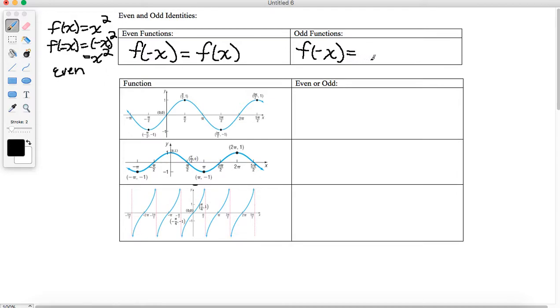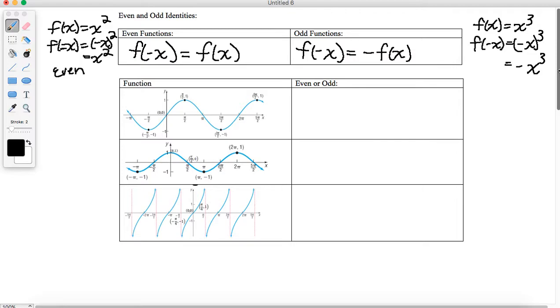If we have an odd function, we end up with the opposite of what we started with when we input the negative. One of our examples was f of x equals x cubed. If we plug in negative x, when I multiply negative 1 three times, it's going to be a negative. It's almost like taking that x and cubing it and making it a negative.